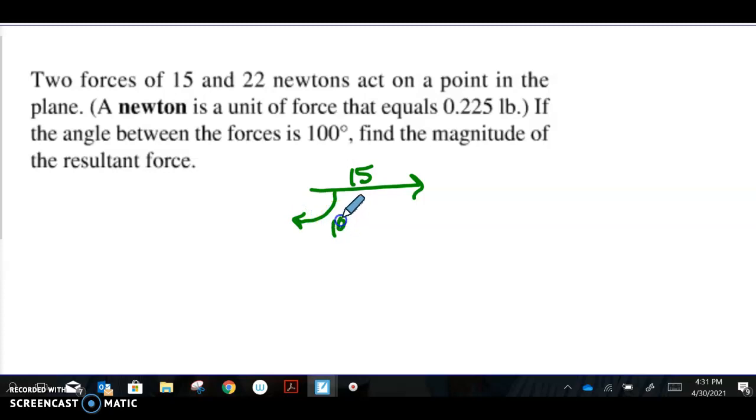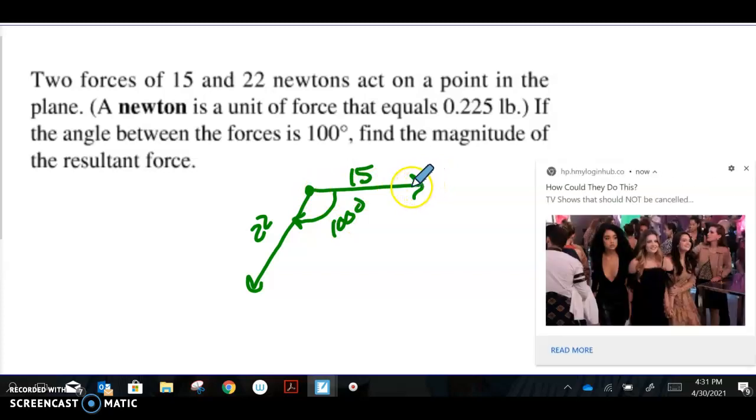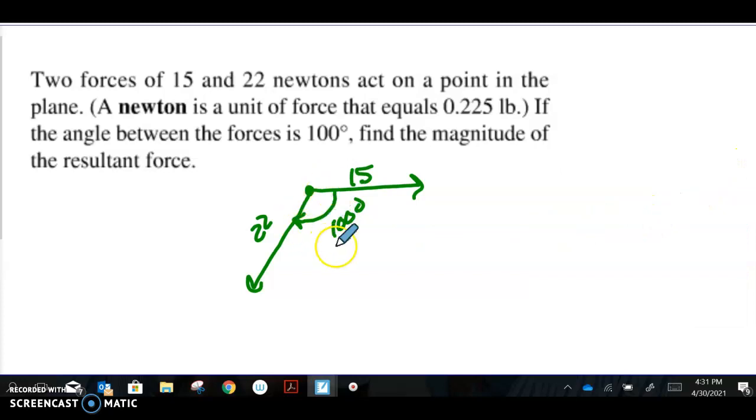I'm going to estimate, let's just say about there. I have this 22, that's a little bit longer than 15. Okay, so I'm just trying to draw what I'm seeing here. Two forces act on a point in a plane, a force of 15, a force of 22, and the angle between them is 100 degrees. I want the magnitude of the resultant force.